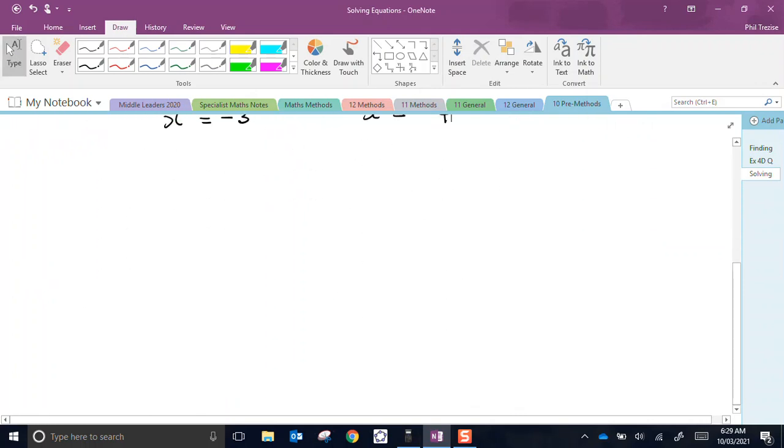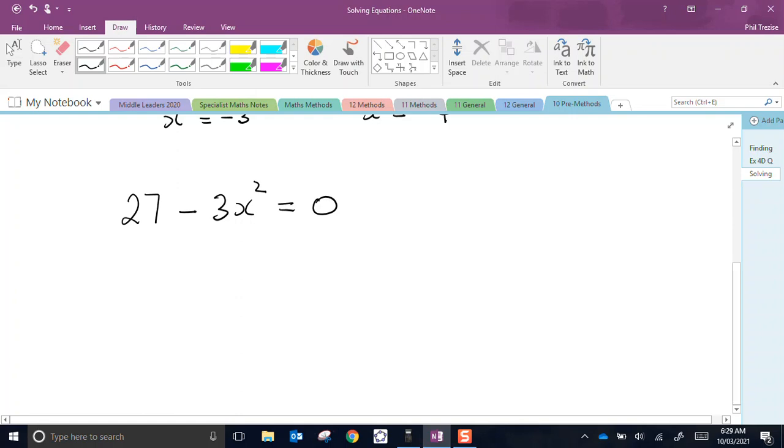Let's take a look at another example. Now, I might pick one that involves a difference of two squares this time. Let's say I had the equation 27 minus 3x squared equals 0. What a lovely equation.